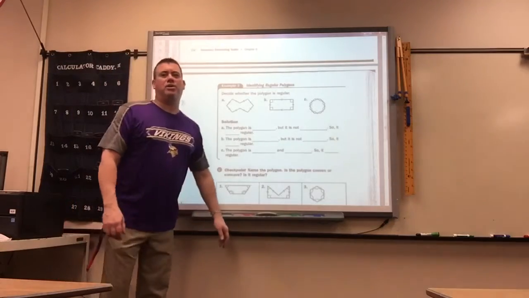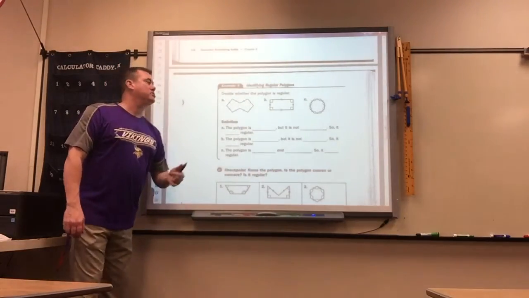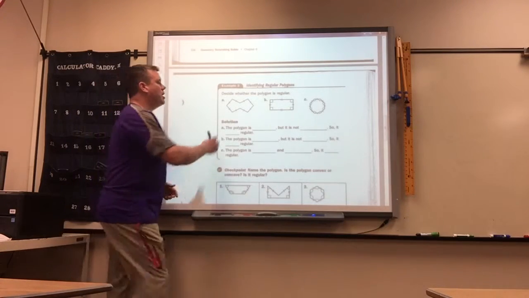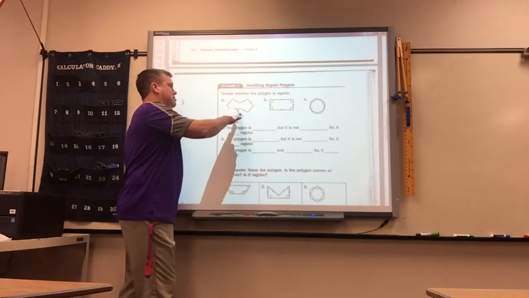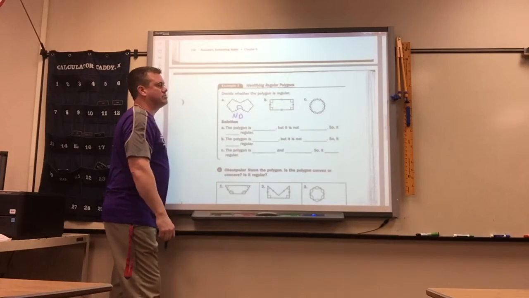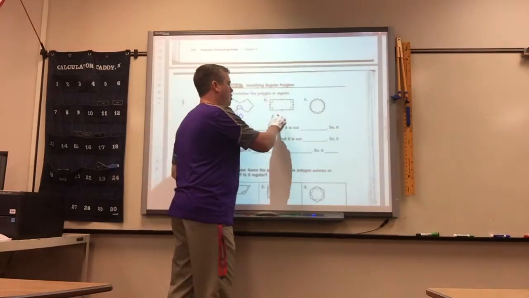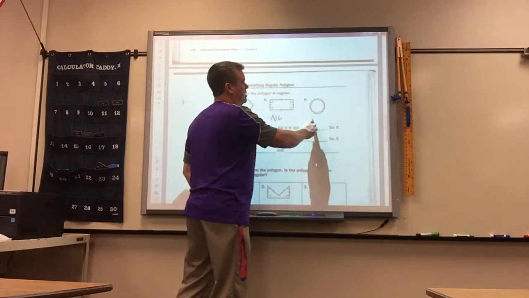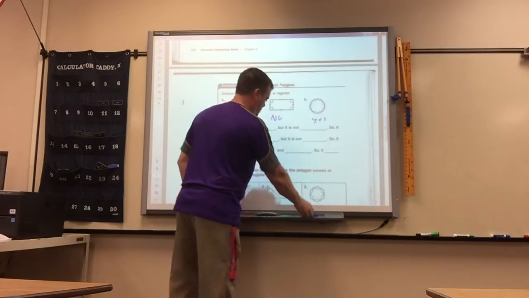Now, if it's regular or not, all the sides gotta be equal and all the angles equal. Is this a regular polygon? No. All the sides are the same, but the angles are not. Obviously, this is over a 180 right there. Is this regular? No. The sides are not all the same. Is this regular? Yes. All the sides are marked equal and all the angles are marked equal.